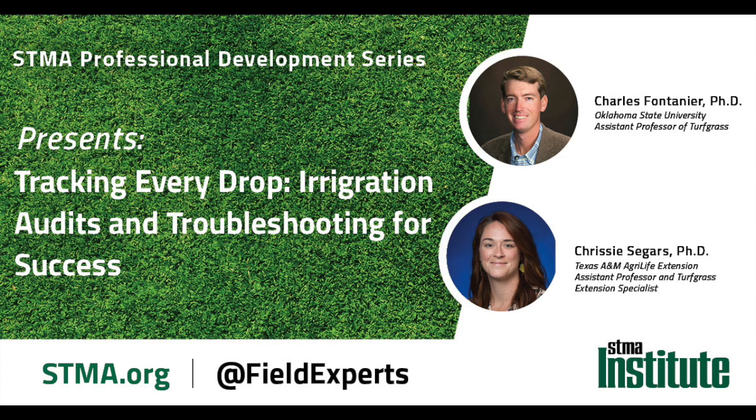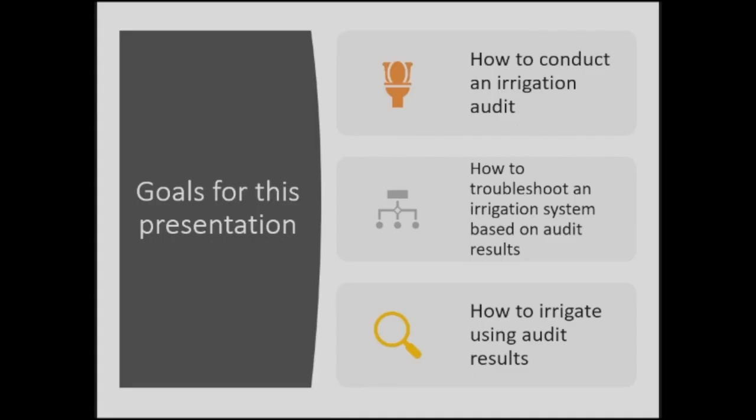So our main goals for this presentation are, number one, to tell you how to conduct an irrigation audit. We're going to go through the steps, we're going to go through the math, and then once we do that, what are you going to do when you get the results? There's a lot of different reasons why your irrigation system might not work correctly, so we're going to go through some of the basic troubleshooting to get your irrigation system back. And then what do you do with the results? How do you use that, and how do you integrate that into your watering system?